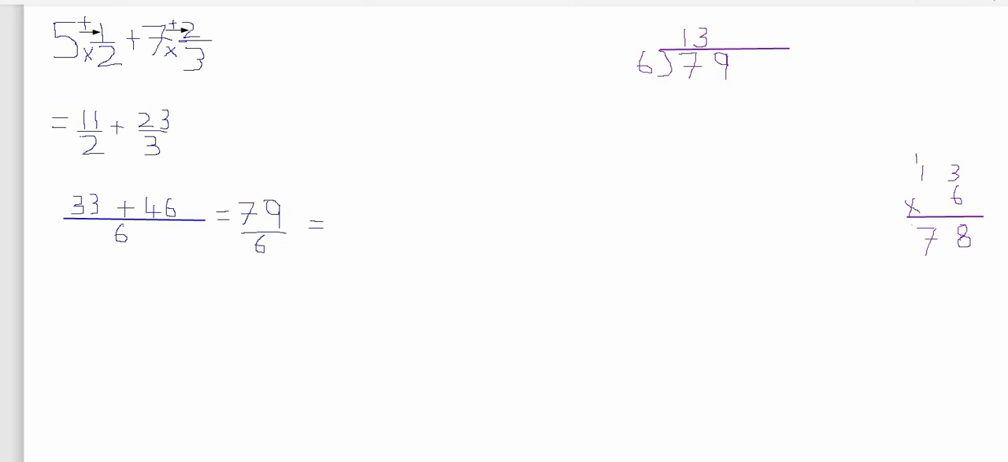So we place 13 here for the whole number. After we go back and multiply 13 by 6, we got 78. We take away 78 from 79. The remainder is the numerator. And next we place back the denominator.